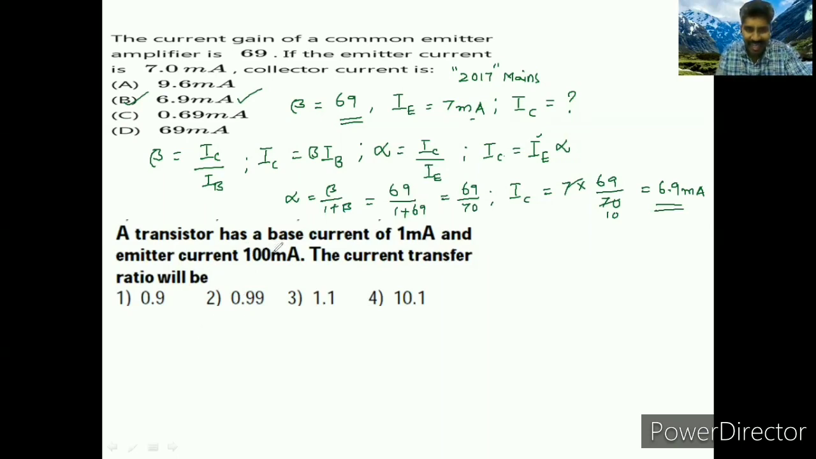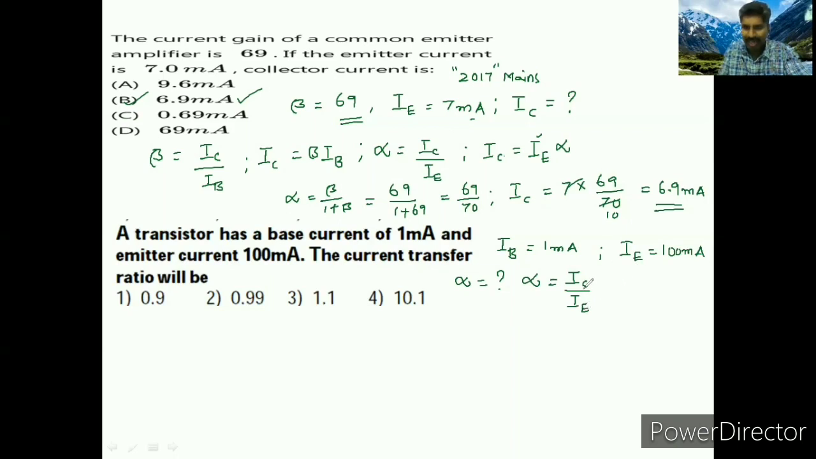A transistor has a base current of 1 milliamp. So what did they give here? Base current is equal to 1 milliamp. Next, emitter current, how much did they give? 100 milliamps. Now what do we need to calculate? The current transfer ratio, means alpha. So alpha is equal to IC by IE.